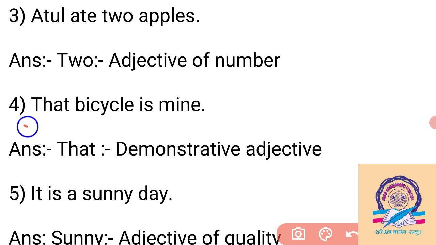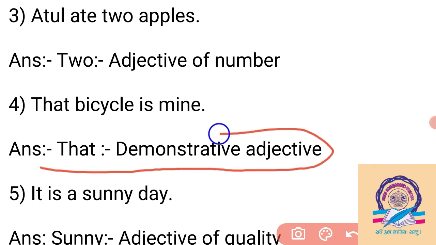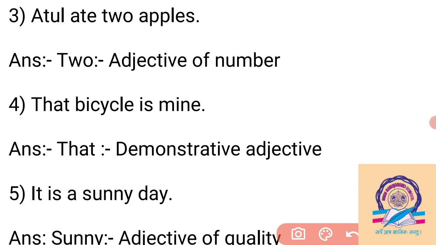Then the fourth example, that bicycle is mine. Bicycle is a noun, and before bicycle, that becomes the adjective. This, that, these, those, such words are demonstrative adjectives. So that becomes a demonstrative adjective.